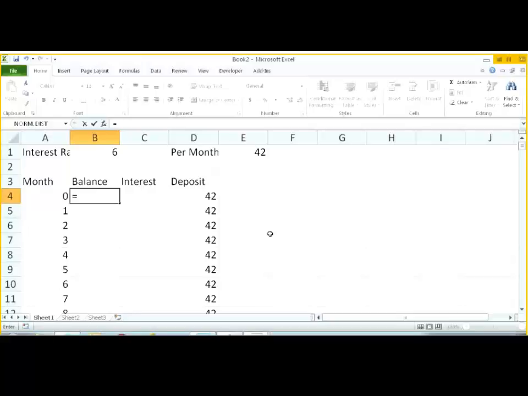So the balance is going to be equal to the previous value, which is 0. So I'm going to say, actually I'm just going to enter $42 right here. Okay. So first month, beginning of the first month, I put in $42.